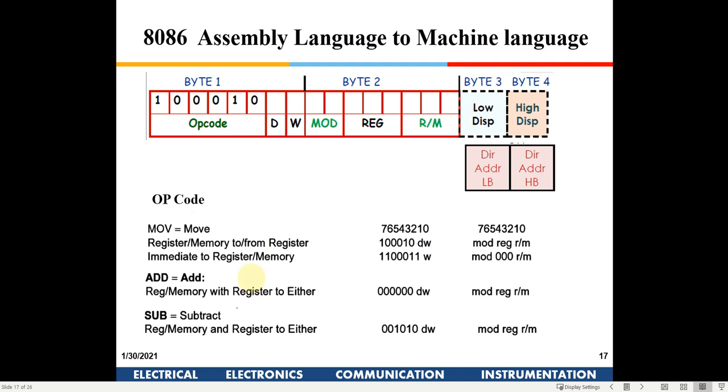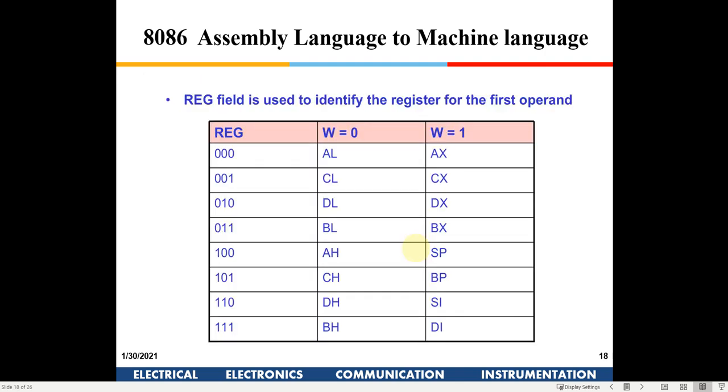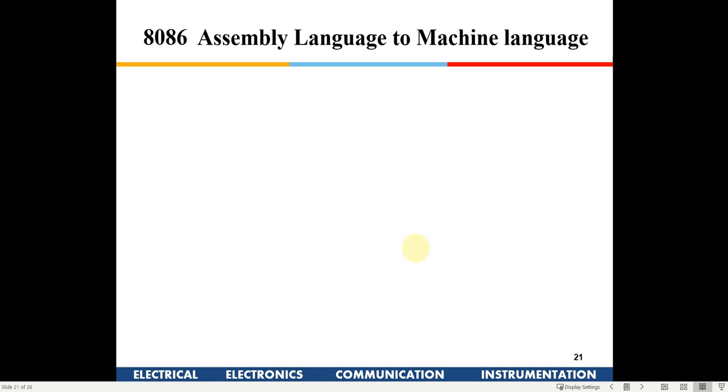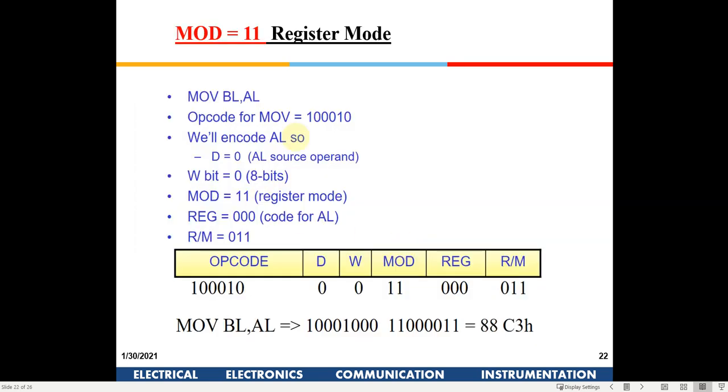This is the extraction snapshot I have taken from the PDF itself. So, move register to or from register is 100010. This is the opcode which I pick up from there. Now I come back to my example, so 100010, this opcode I write.